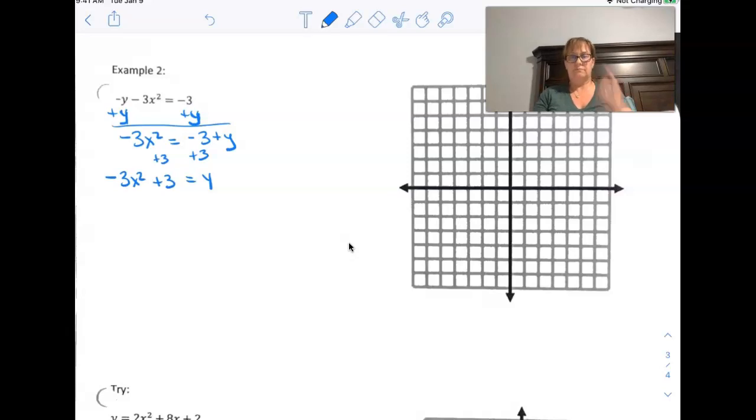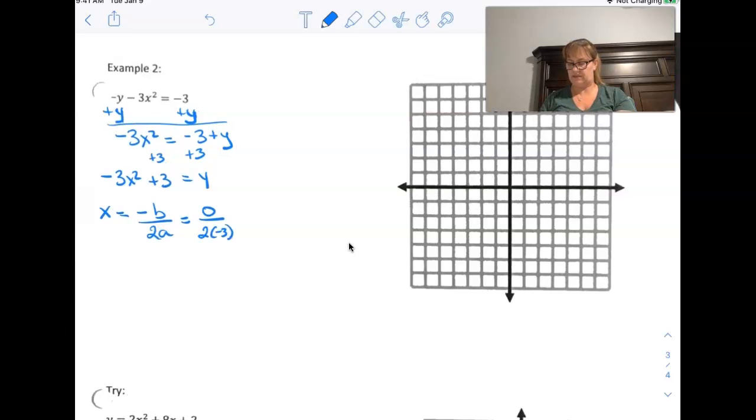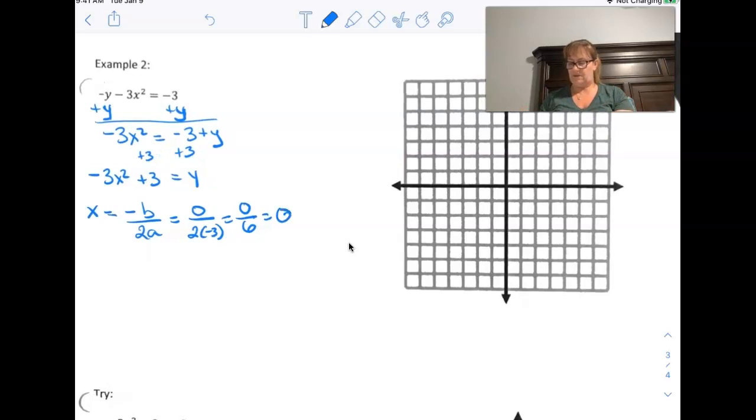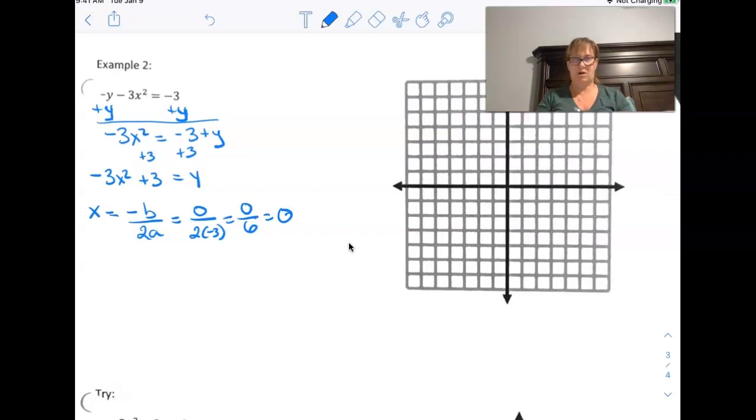Okay, step 1 done. Step 2, find your x and y for your vertex. X equals a negative b over 2a. Well, we just said b was 0. There is no such thing as a negative 0, but it's 0. 0 over 2 times a negative 3, because a is negative 3. This is 0 over 6. 0 divided by anything is simply 0. So we know that our x part of our vertex is 0.